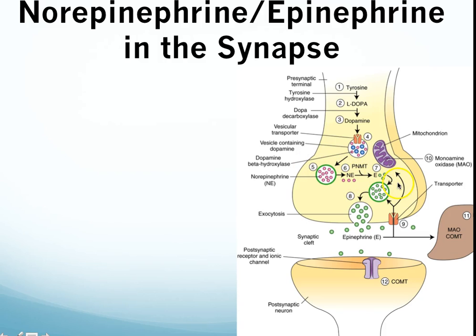Now, this doesn't always happen, right? Because sometimes we stop with dopamine and we have a dopaminergic neuron that's just going to release dopamine. Other times we have an adrenergic neuron that might release norepinephrine or epinephrine. So it just depends on which one it is.